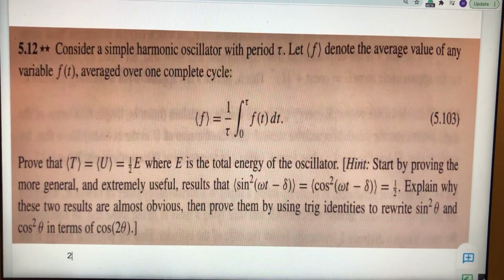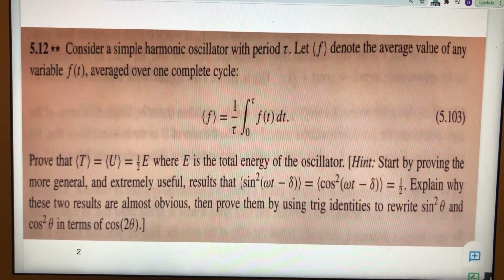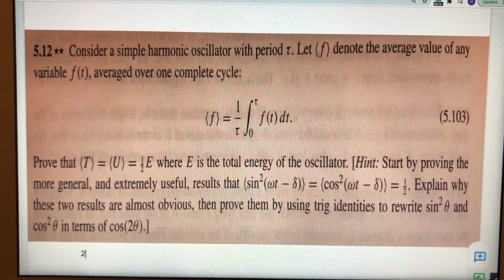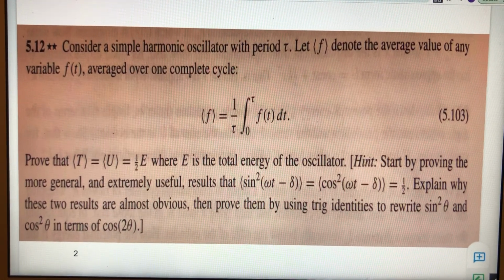Hello, this is my reassessment video number 1 for Chapter 8 with Chapter 5, Oscillations. I chose problem 12 from Classical Mechanics by Taylor. It says, consider a simple harmonic oscillator with period tau.